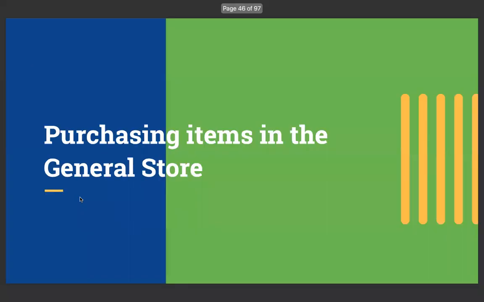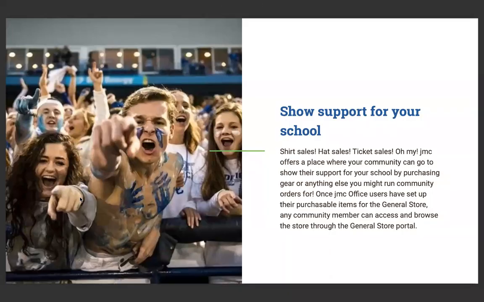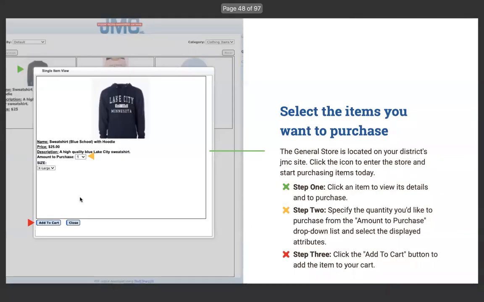All right, here we go. Purchasing items in the general store. So shirt sales, hat sales, ticket sales, oh my. JMC offers a place where your community can go to show their support for your school by purchasing gear or anything else you might run community orders for. Once JMC office users have set up their purchasable items for the general store, any community member can access and browse the store through the general store portal. The general store is located in your district's JMC site. Click the icon to enter the store and start purchasing items today.